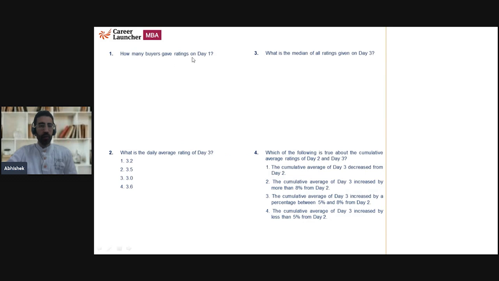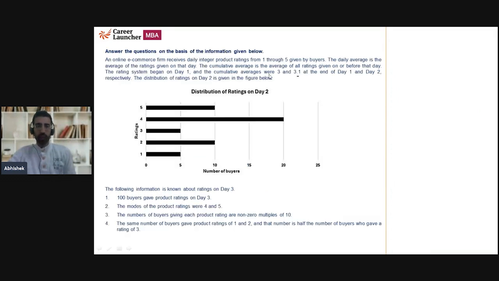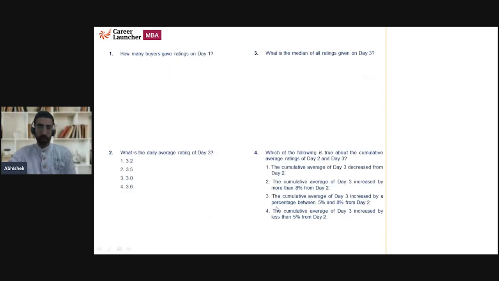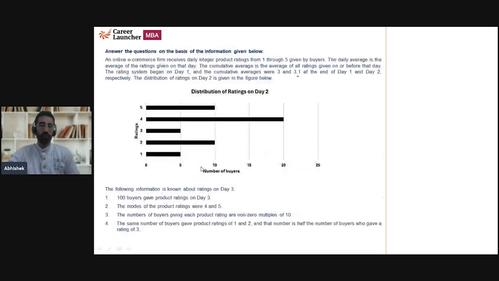The questions are, how many buyers gave ratings on day 1? Okay. What is the median of all ratings given on day 3? Fair. Daily average rating of day 3. Okay. Which of the following is true about the cumulative average rating of day 2 and day 3? Cumulative average were all the other days. Okay, fair. So we'll have to be careful. We basically need the average rating of day 3 and even the number of buyers. Yeah, so you have to work this out using the data given.